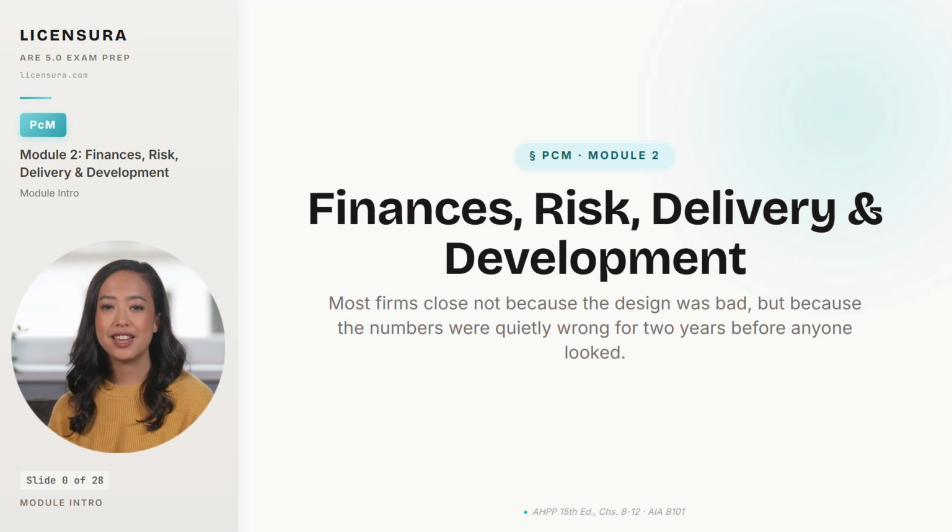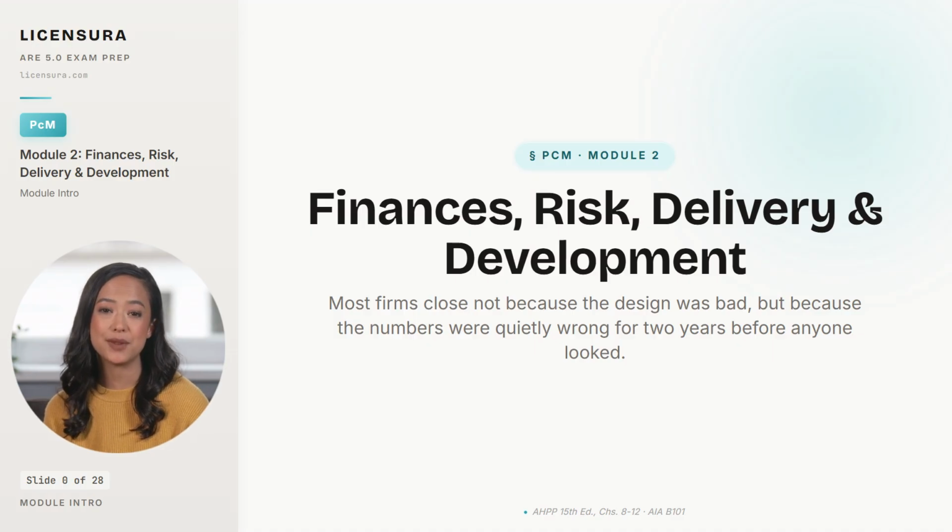Most architects have never been forced to read their own firm's income statement, and the ARE exam writers know it. Your architecture firm is a financial instrument before it is anything else. It takes capital, converts your time into revenue at a measurable multiplier, carries risk through contracts you sign, wins work through business development, and either ends each year cash flow positive or it does not. Module 2 is the diagnostic toolkit for that instrument.